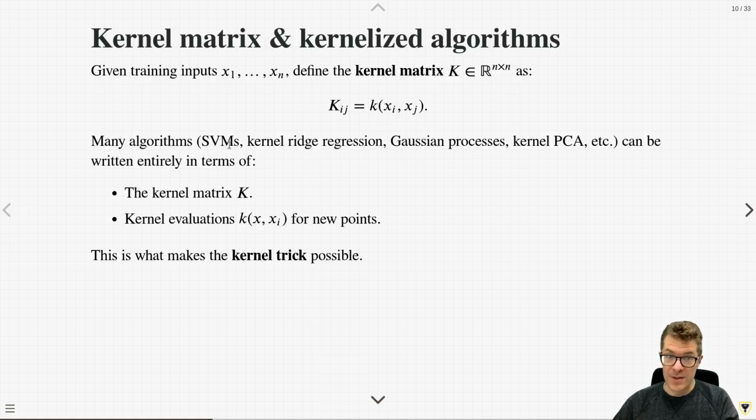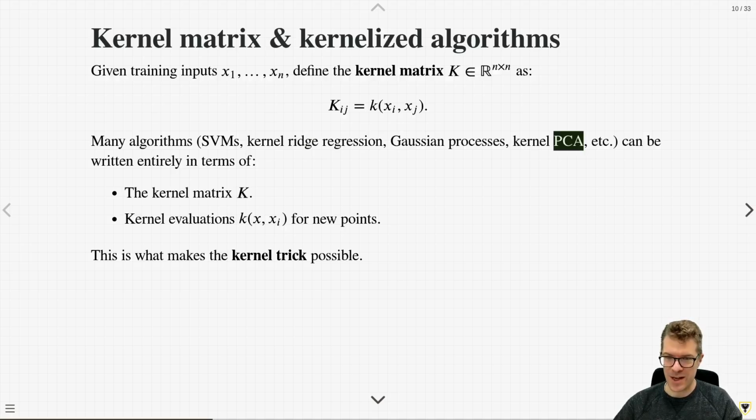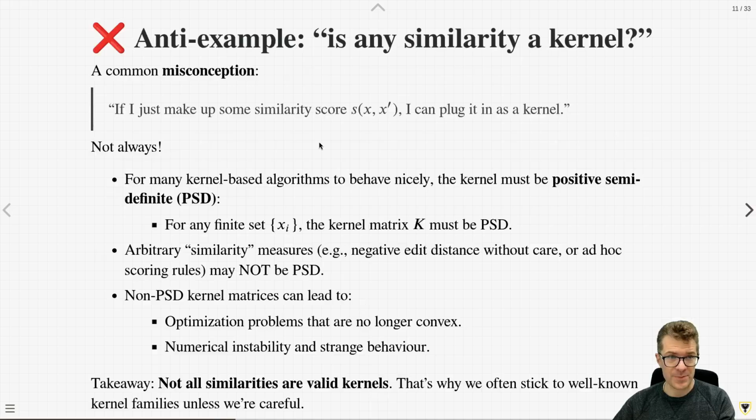So many algorithms, SVM, like we're going to see soon, kernel ridge regression, Gaussian processes, kernel PCA. Again, we're going to see PCA a little bit later. These can be written entirely in terms of these kernel matrices and kernel evaluations for at least a few points. You don't necessarily have to compute this entire kernel matrix. You can get by just, not always, but in some situations, computing just some of these kernel evaluations. And this is what makes the so-called kernel trick possible.